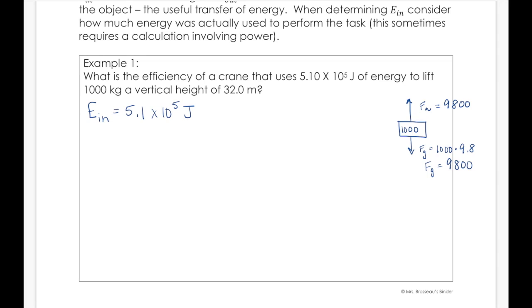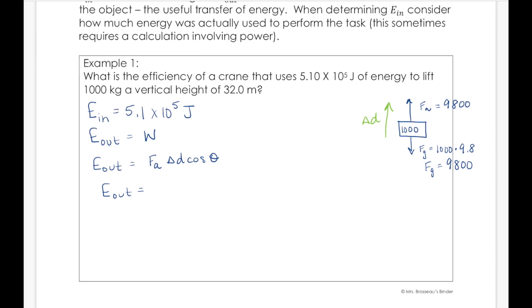Okay, so our energy out is going to be equal to the work being done. Okay, so remember, work is our F of a times delta d times cosine of theta, where theta is the direction of displacement. Our direction of displacement is going upwards. Okay, so our F of a is working in the same direction. So our angle theta will be 0.